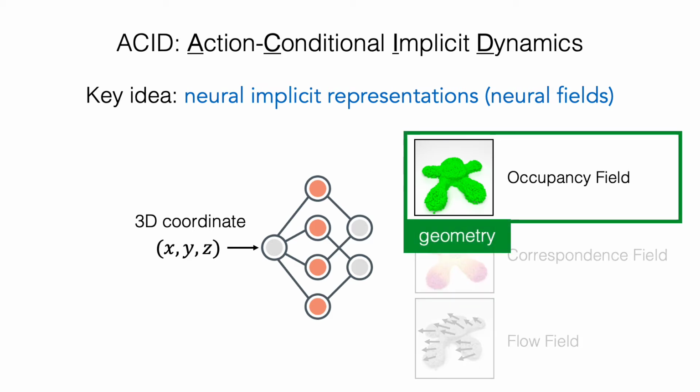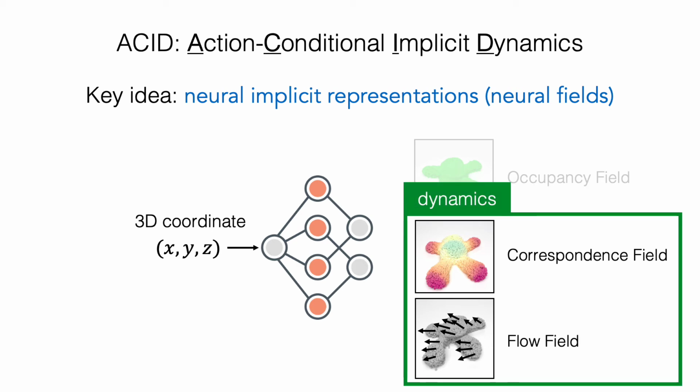Occupancy field is a mapping from a 3D coordinate to the occupancy value, whether the point is occupied by the object. It encodes the geometry in the neuro-implicit representations. We encode the dynamics in the correspondence field and the flow field. The correspondence field contains the local feature descriptors. It's useful when comparing predicted deformed object and the goal object. The flow field contains the per-point flow vector, which describes the deformation.